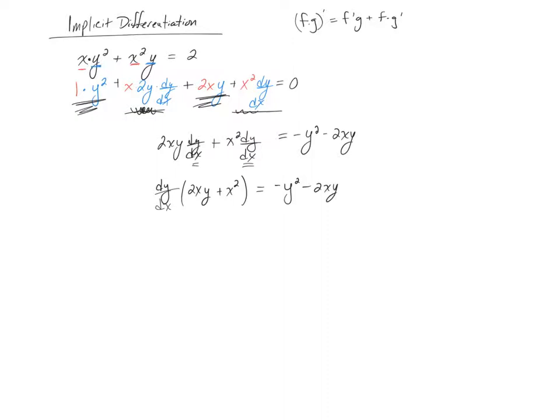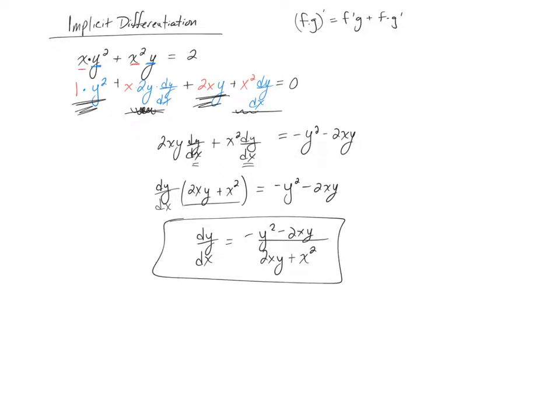And now the last step is just to divide this off from both sides. So you're going to get dy dx is equal to the opposite of y squared minus 2xy, all over 2xy plus x squared. And that would be our dy dx.